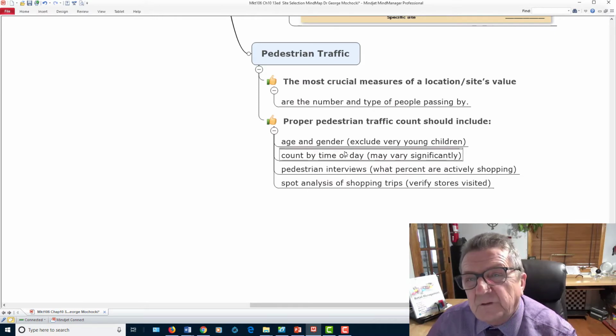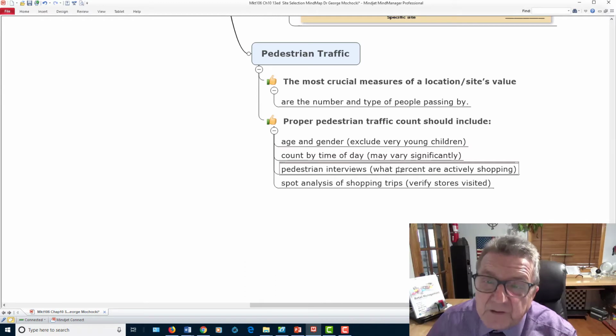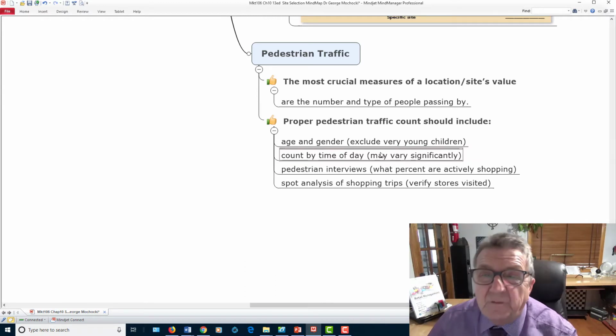When you're looking at pedestrian traffic, you're looking at how many people are potential customers ready to buy. Time of day makes a difference. If they've got a lot of kids, I'm talking about selling kids stuff. But otherwise, kids don't spend, and they don't spend that much time in the store.